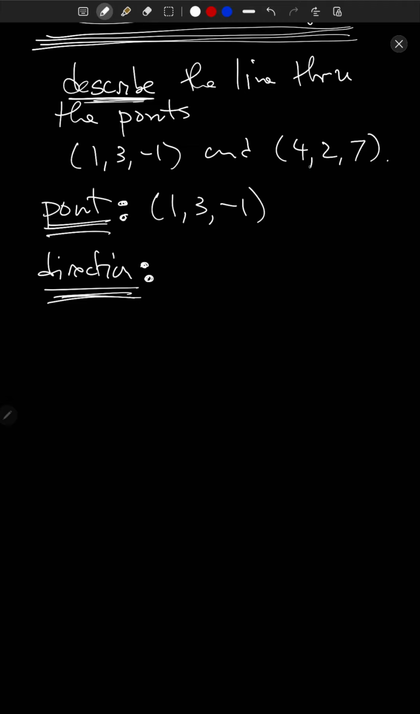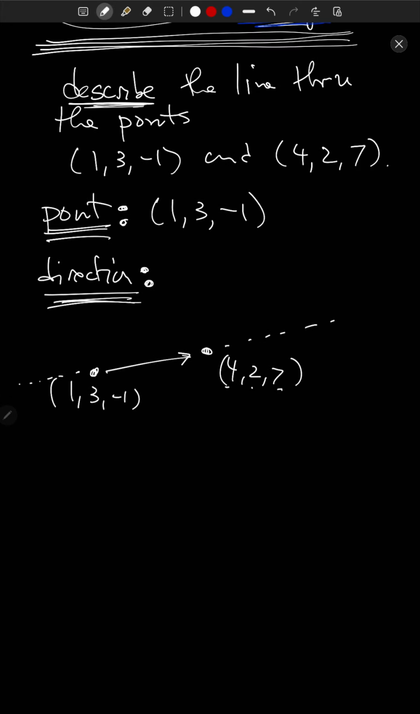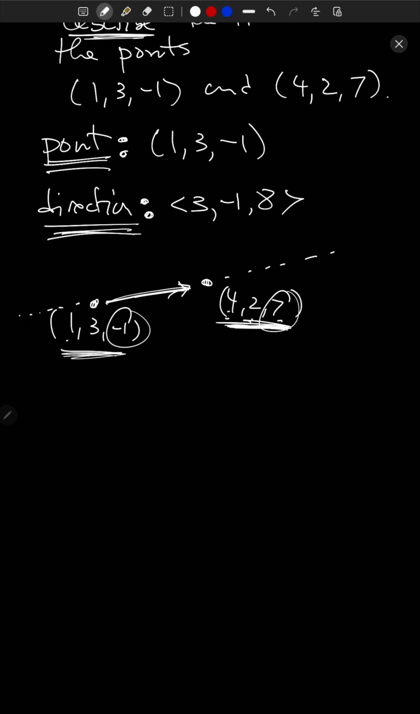So an easy one is, well, let me just draw a picture here, (1, 3, -1) and (4, 2, 7). This is not an accurate picture, of course. I can just take that vector, right? Because the line looks something like this. Okay. So I just take the vector that goes from the first point, (1, 3, -1), to the point (4, 2, 7), okay? So that's going to be 4 minus 1, so 3, comma, 2 minus 3, so -1, comma, 7 minus -1, so 8, all right? And that's it. Now we've got our line.